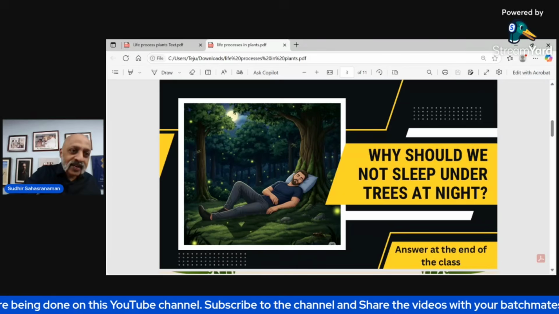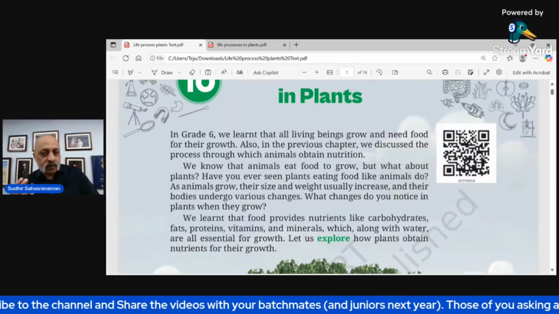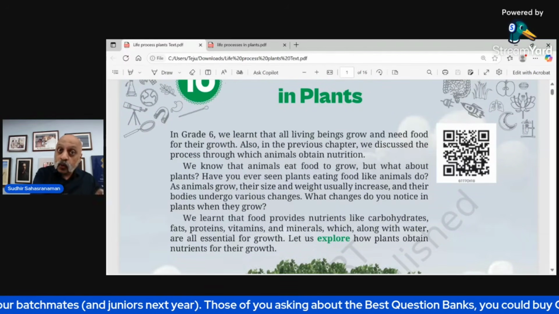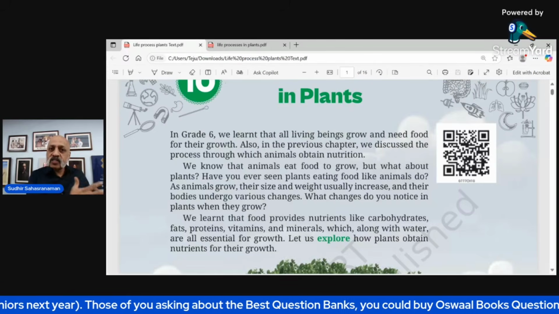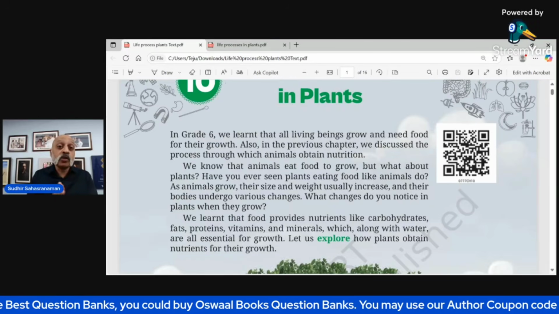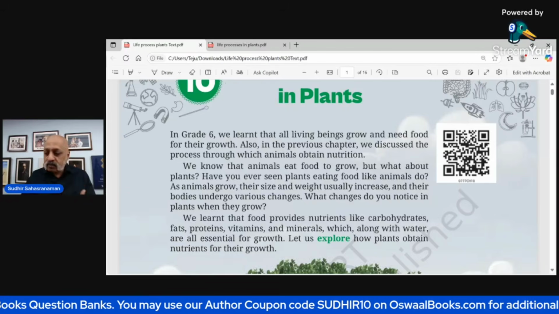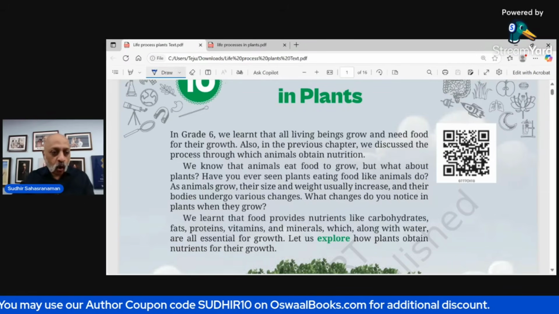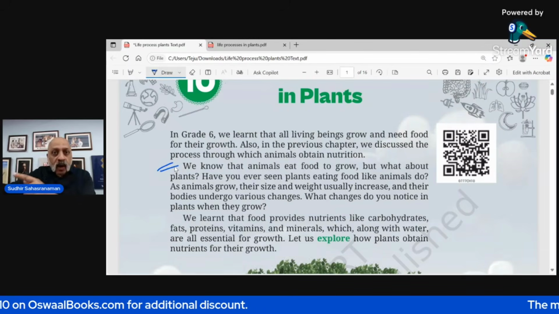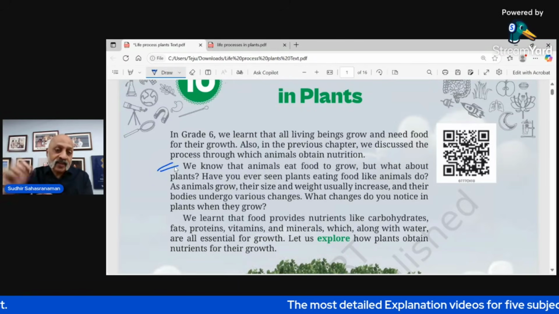Okay, let's now get to the NCERT textbook. In grade 6, we learned that all living beings grow and need food for their growth. Also in the previous chapter, on life processes in animals, we studied the digestive system and the respiratory system. I hope you have seen those videos, which I have done both in Hindi and English. Now, we know that animals obviously eat food in order to grow. But what about plants? Is the role of the plant only to provide us with food, or do they also do something more than just that?